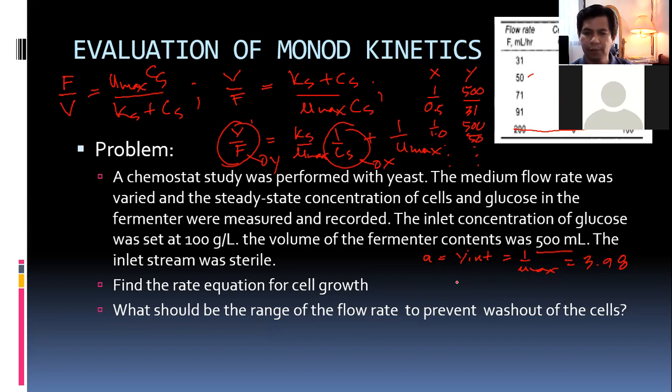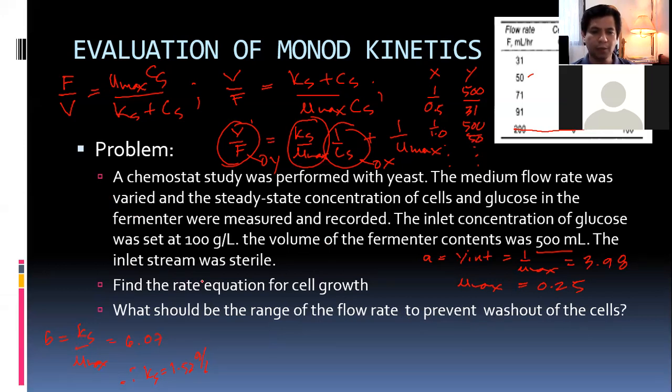So, ang mu max, it follows that mu max is around 0.25. No? Ganun lamang. Tapos, susunod, yung slope. Yung slope naman ay equal siya dito, ano? K sub S divided by mu max. So, if this is equal to 6.07, so it follows that K sub S is equal to 1.52. Ano? This is in grams per liter. Ang K sub S palaging pareha siya ng unit ng C sub S. So 1.52 yung K sub S, tapos ang mu max natin ay 0.25.